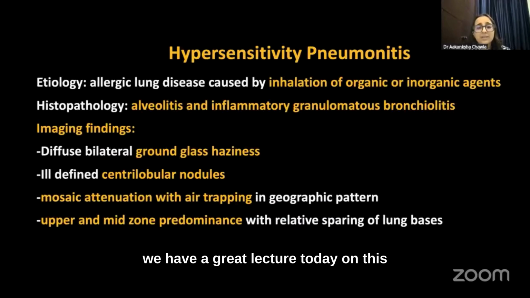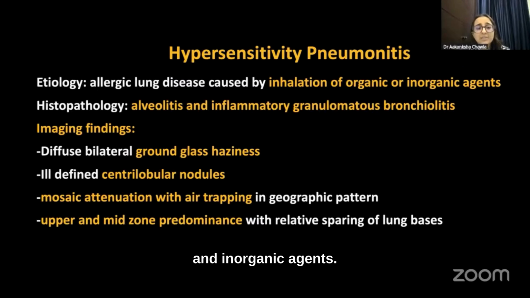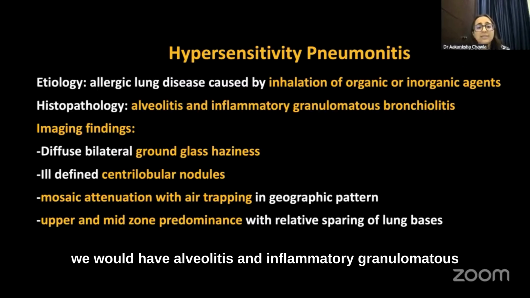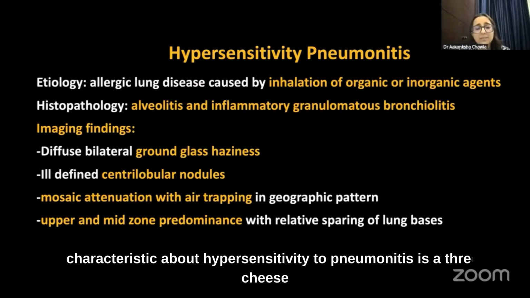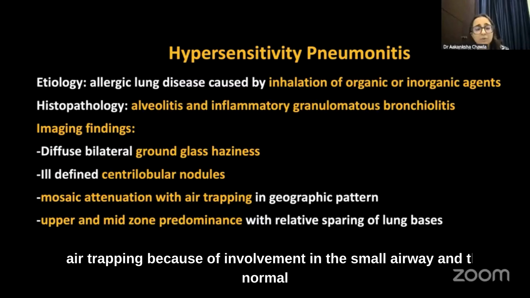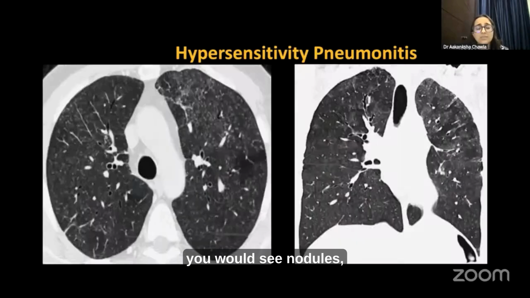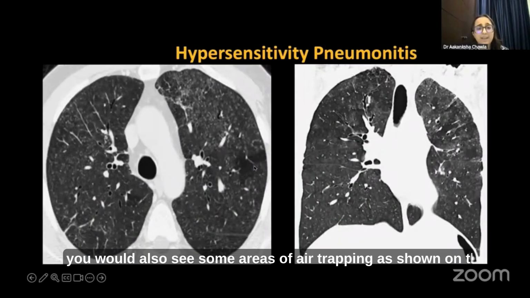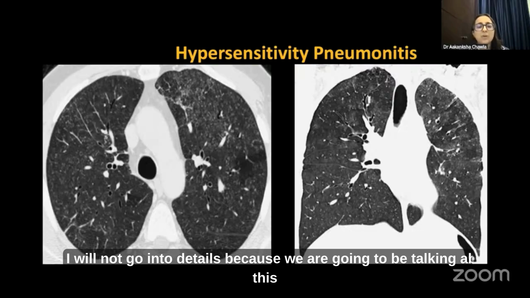Now, hypersensitivity pneumonitis, we have a great lecture on this in today's session. It's an allergic lung disease caused by inhalation of organic and inorganic agents. And on histopathology, it would have alveolitis and inflammatory granulomatous bronchiolitis. Something characteristic about hypersensitivity pneumonitis is the three-cheese sign, that there is presence of ground glassing, air trapping because of involvement of the small airway, and normal lung. So you would see diffuse ground glassing. You would see nodules. You would also see some areas of air trapping as shown on this CT film. But this is one of the characteristic presentations of hypersensitivity pneumonitis. I will not go into details because we are going to be talking about this today.